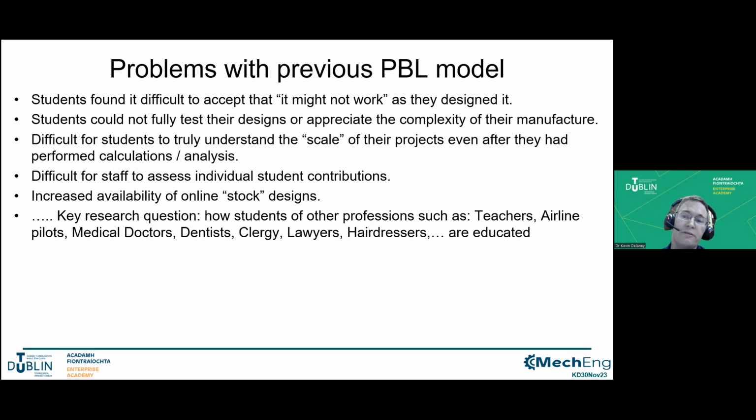It became very difficult for the students to fully understand the scale of their projects. So when they did a calculation, if they came up with an answer of 20 newtons or 200 newtons or 20,000 newtons, they didn't actually understand perhaps the differences between them. It also became quite difficult for the staff to assess the individual student contributions.